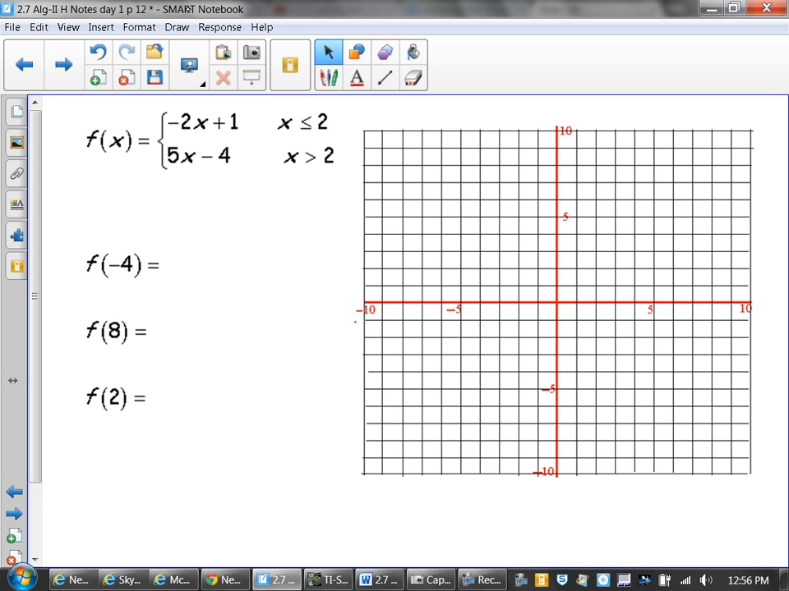2x plus 1 and 5x minus 4. When you start with these problems, you always start working from left to right. Negative 2x plus 1, y-intercept of 1, slope of negative 2. Let me just walk our slope.